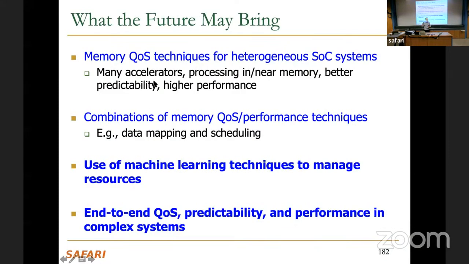And I believe, as I mentioned earlier, the use of machine learning techniques to manage resources is going to be even more important. And also more end-to-end approaches to quality of service, predictability, and performance in complex systems, because systems are getting more complicated. We need to see the systems as complicated and develop techniques for them. I think these two go along well, because if systems are getting complicated, heuristic methods to determine those thresholds, like we discussed, are not going to work very well.